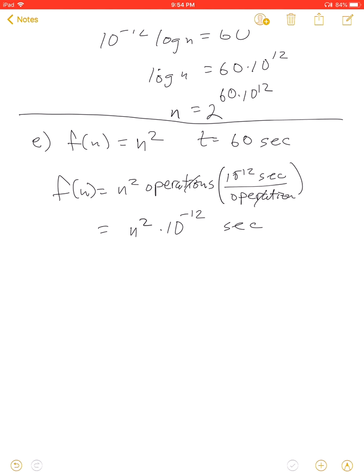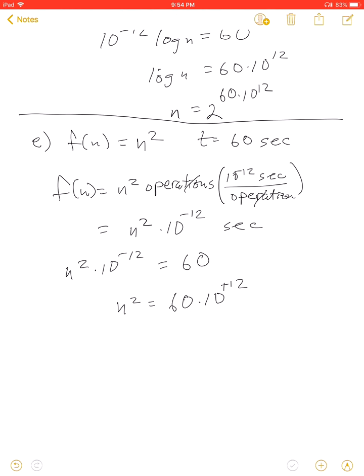All right, well, similarly, how big can n be and still stay underneath 60 seconds? We'll set it equal to 60 and solve for n. So n squared times 10 to the minus 12 seconds equals 60 seconds. Seconds cancel, solve for n. We get n squared equals 60 times 10 to the minus 12, times 10 to the 12. And then we'll take the square root of both sides.